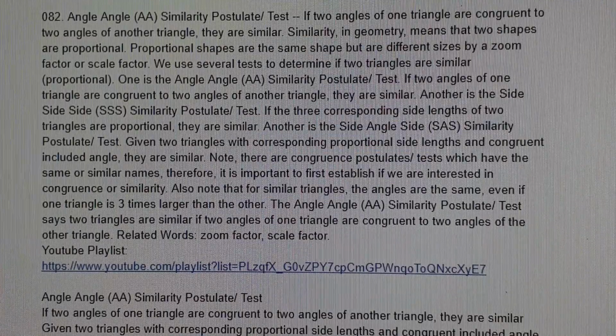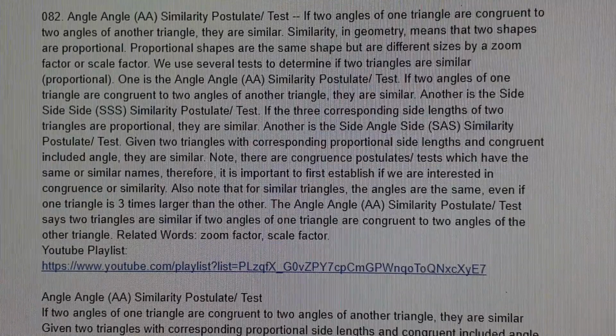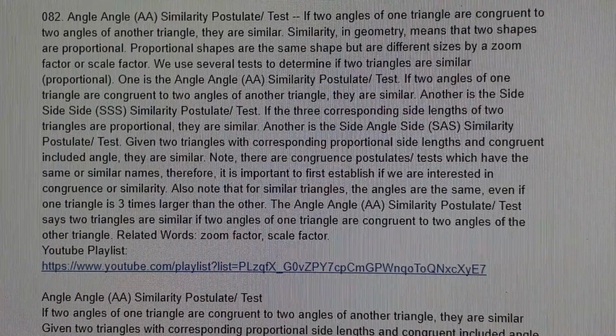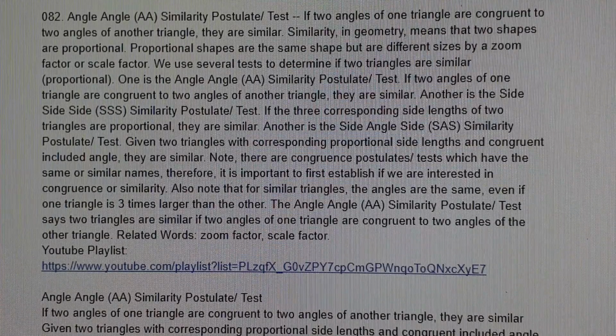Also note that for similar triangles, the angles are the same, even if one triangle is 3 times larger than the other. The angle-angle (AA) similarity postulate test says two triangles are similar if two angles of one triangle are congruent to two angles of the other triangle. Related words: zoom factor, scale factor.